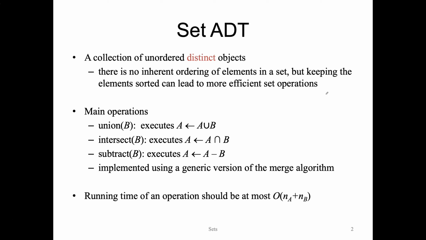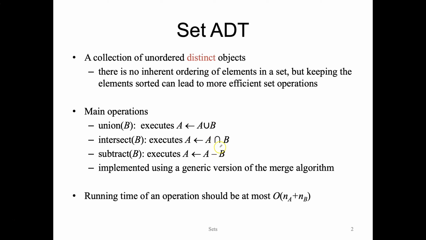Now, a set is a collection of unordered, distinct objects, so there are no two objects of the same kind in a set. While there's no inherent ordering of items in a set, it will be helpful for us to maintain an order to them just in order to efficiently implement set operations. Now we'll see how to implement the three main set operations: union, intersection, and subtraction.